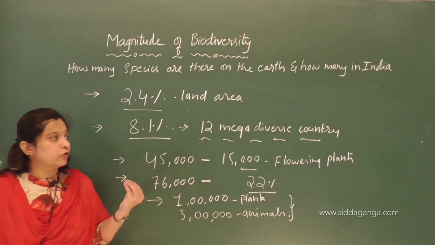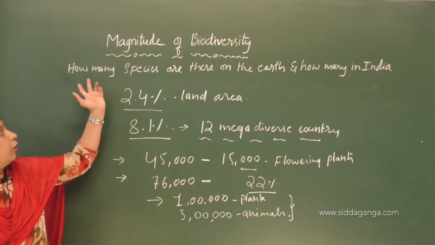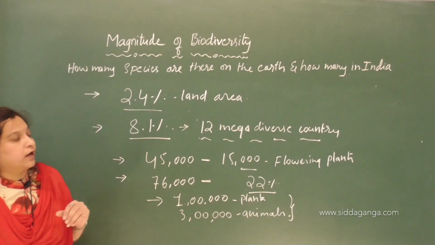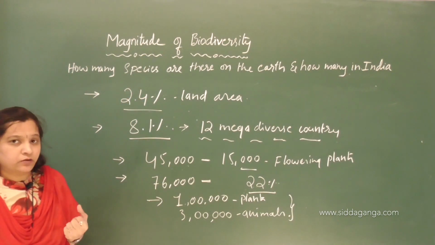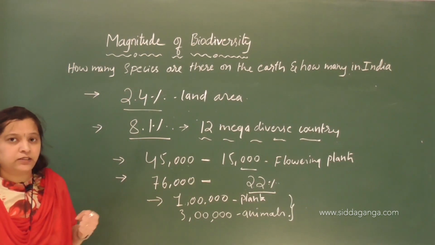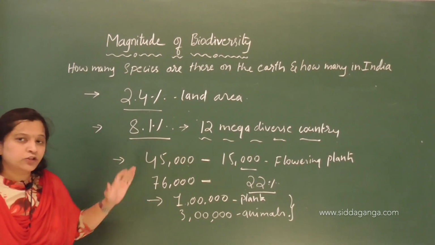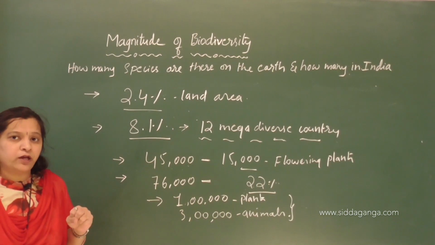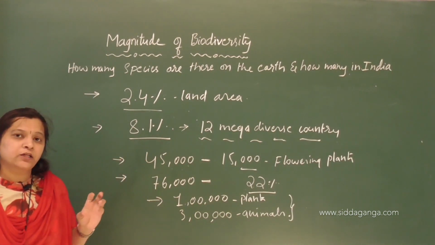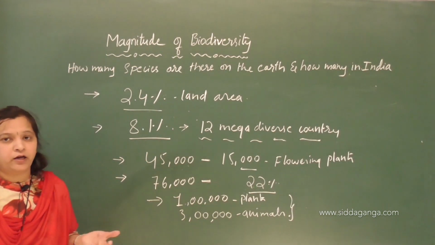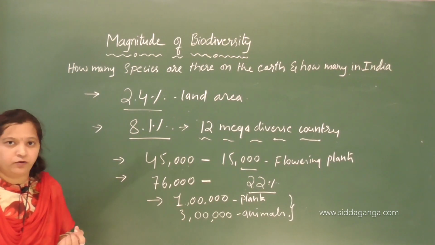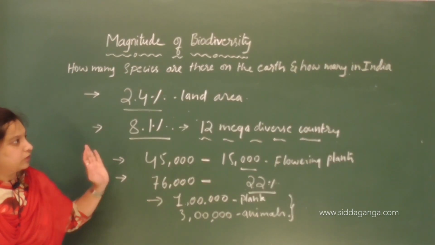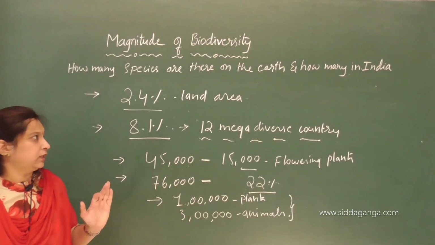Okay, so we come to know how many species are estimated to be on the earth, and how many are present in India. So, understood this much clearly. Because of rich biodiversity, India is considered as one of the 12 mega diversity countries of the world. Okay, so this is about the Indian biodiversity.